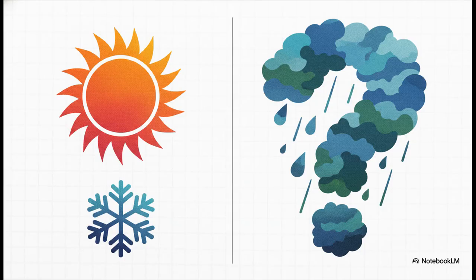Okay, think about it. You probably have a pretty good mental map of where it's hot and where it's cold on Earth. No problem. But what about rain? Do you really know where it rains the most? Is it as straightforward as you think? We're about to put that to the test.